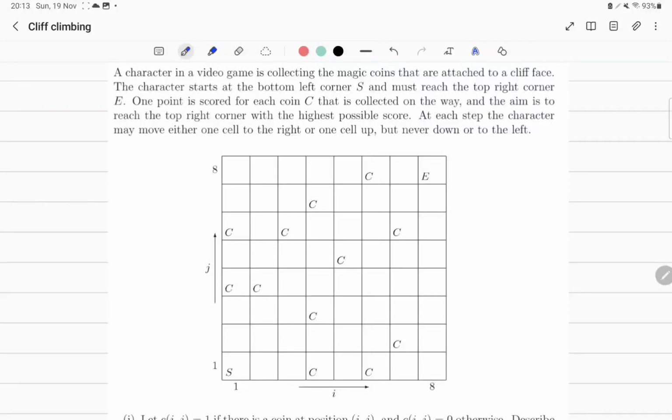Today we'll be doing question 7 from the 2018 MAT paper. This is a question I've called cliff climbing. Let's get started. A character in a video game is collecting the magic coins that are attached to a cliff face. The character starts at the bottom left corner S and must reach the top right corner E. 1 point is scored for each coin C that is collected on the way, and the aim is to reach the top right corner with the highest possible score. At each step, the character may move either 1 cell to the right or 1 cell up, but never down or to the left.